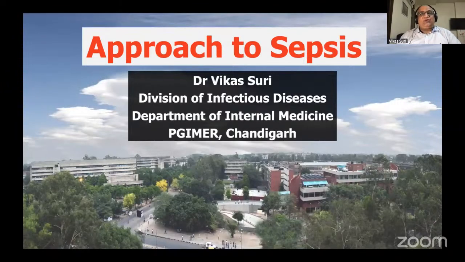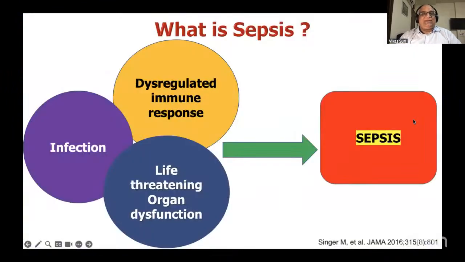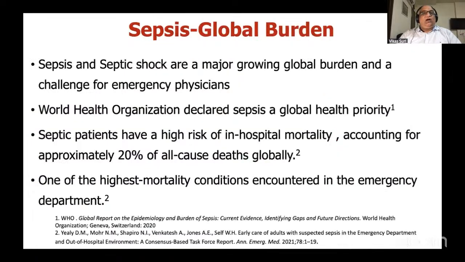Well, the topic given to me is sepsis today. It's probably a topic that is covered in the textbook of Harrison or any other infectious disease textbook, but I'll try to finish it in 35 to 40 minutes and answer all your questions. So what is sepsis? Sepsis is most likely because of infection and is secondary to a dysregulated immune response, which leads to life-threatening organ dysfunction, and finally, this is called sepsis. It's a global problem. WHO has declared it a global health priority, and if not identified early, it leads to a very high mortality.